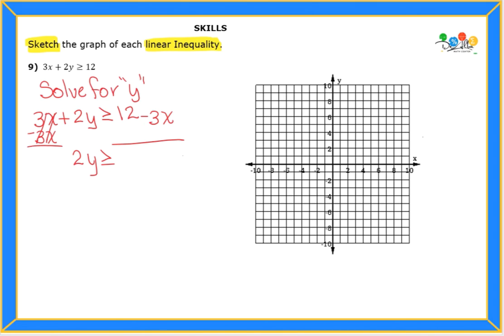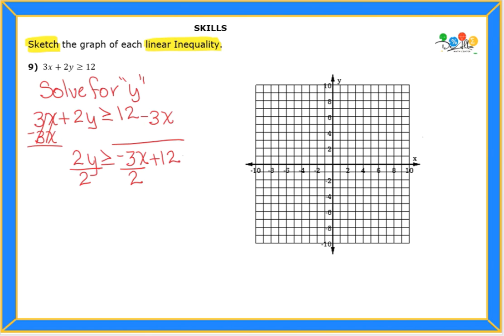What I'm going to do next is I'm going to switch my terms. My 3x, which is a negative 3x, will come to the front. Make sure you bring the symbol with it. And the 12 is a positive, so I write down plus 12. Next, I need to get rid of the 2, right? So I need to divide by positive 2.